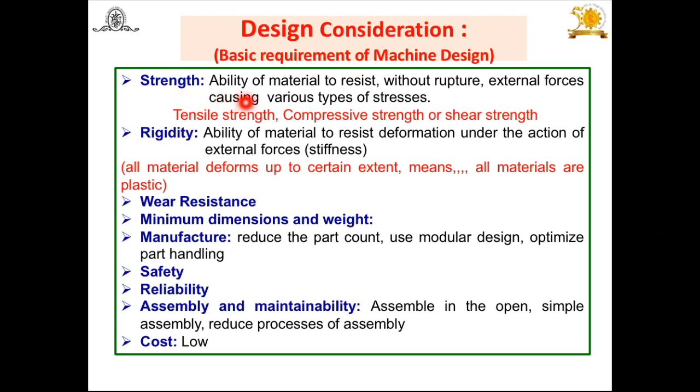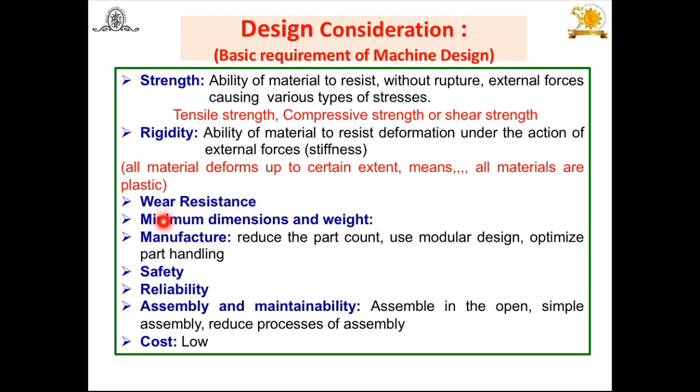So what do you mean by strength? Ability of material to resist the external forces that cause various types of stresses. That means material should have a high strength. Then rigidity. Rigidity means ability of material to resist deformation under the external forces. The material should be rigid. That means machine element should have a high strength, should have a high rigidity. Another one is the wear resistance. Wear resistance means because of wear, what is going to happen? It reduces the life of the component. That's why wear resistance property is also an important one, and it may lead to the loss of accuracy of machine tools also.